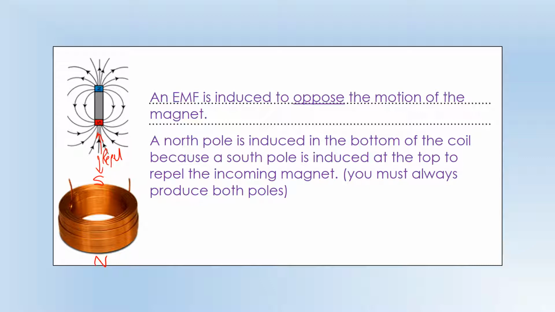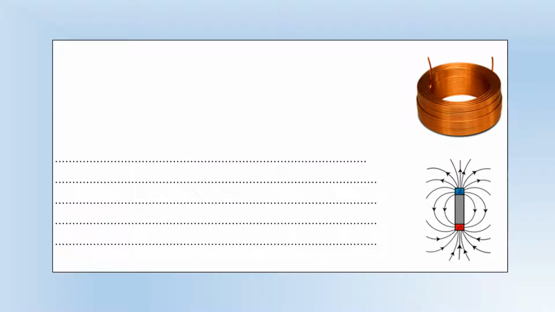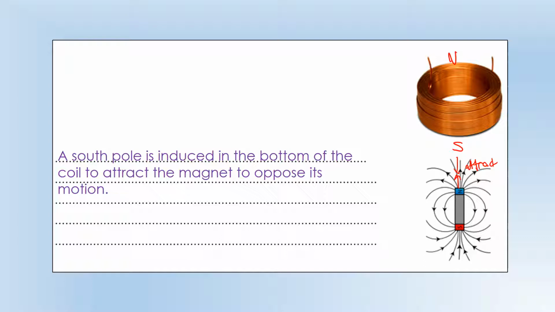Let's now look when the magnet is below the coil. So when it's below, how are we going to oppose the motion of the magnet? Well, we would need this to be a south pole here, so that we now have them attracting each other. So that's how the coil is going to oppose the motion of the magnet, which must mean we're producing a north pole at the top. So let's put that into words. So a south pole is induced at the bottom to attract the magnet. That will oppose the motion of the magnet and essentially have a force acting against its motion.